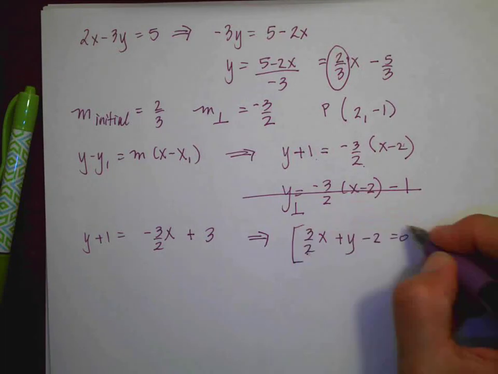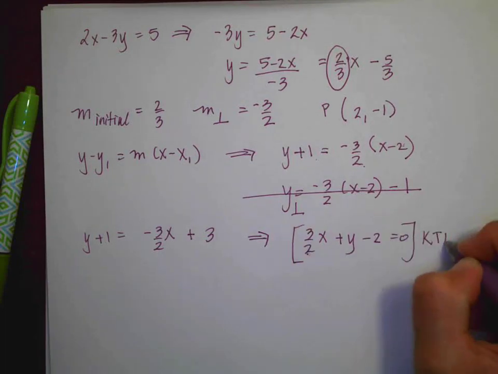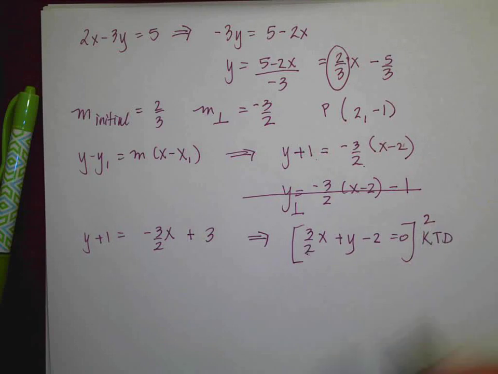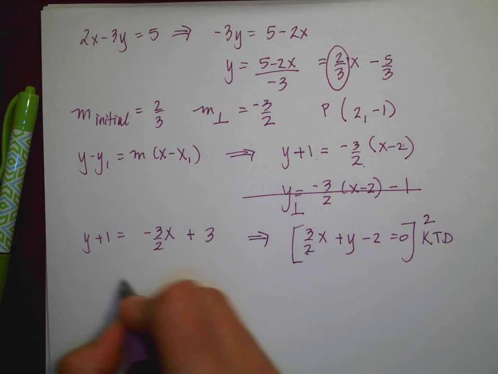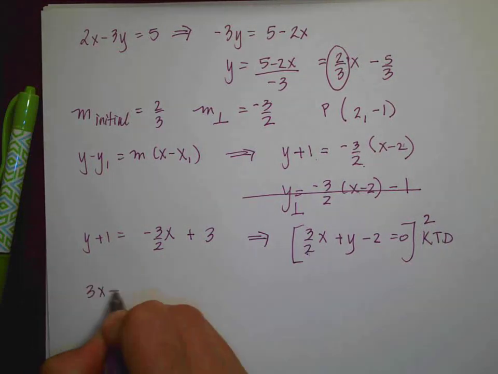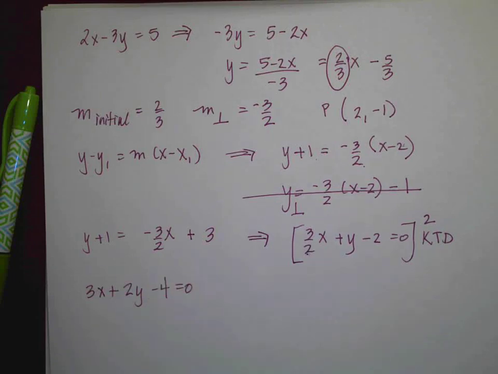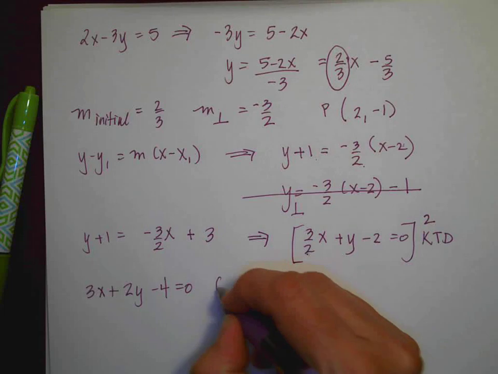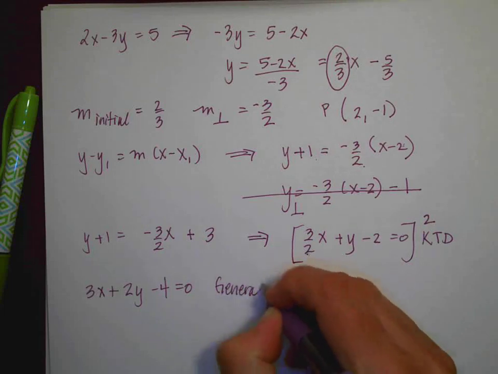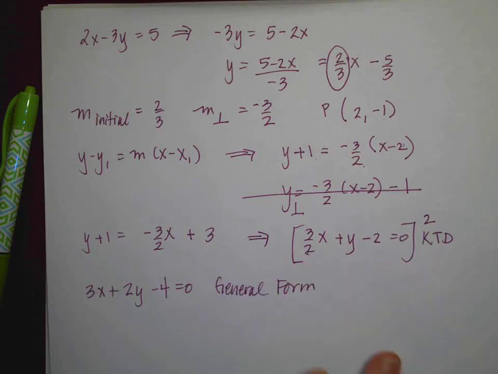We talked about A has to be positive and whole, so I am going to kill the denominator. So I'm going to multiply both sides of the equation by 2, and I get 3x plus 2y minus 4 is equal to 0, and then this would be in general form.